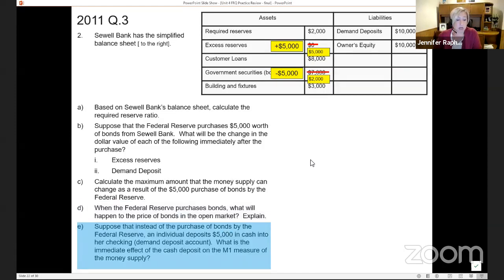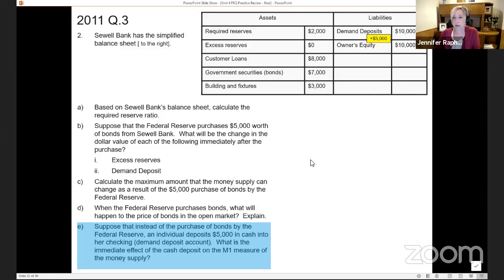All right, part E reads, suppose that instead of the purchase of bonds by the Federal Reserve, an individual deposits $5,000 in cash into her checking or demand deposit account. What is the immediate effect of the cash deposit on the M1 measure of the money supply? So again, that word immediate tells us we're looking for the initial change, not the maximum change. So it's not a multiplier question.